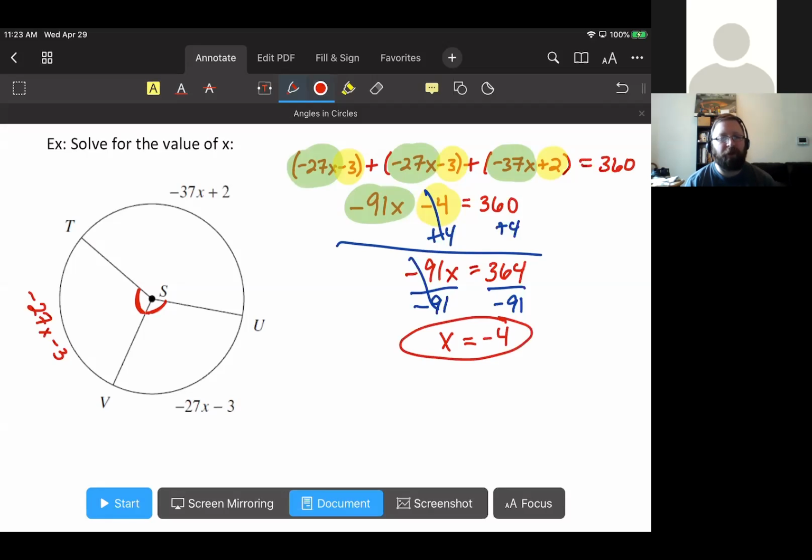So there's our 3 examples of central angle problems. Remember that the central angle is always equal to the intercepted arc. Any questions before we move forward? Grab a screenshot if you need one.